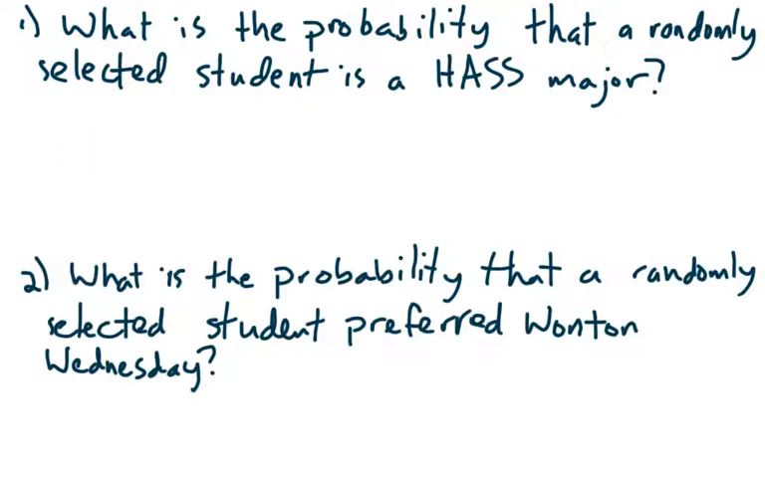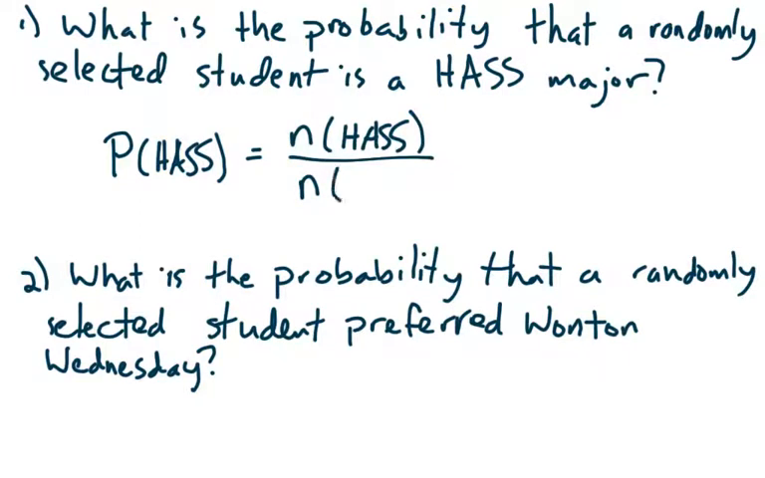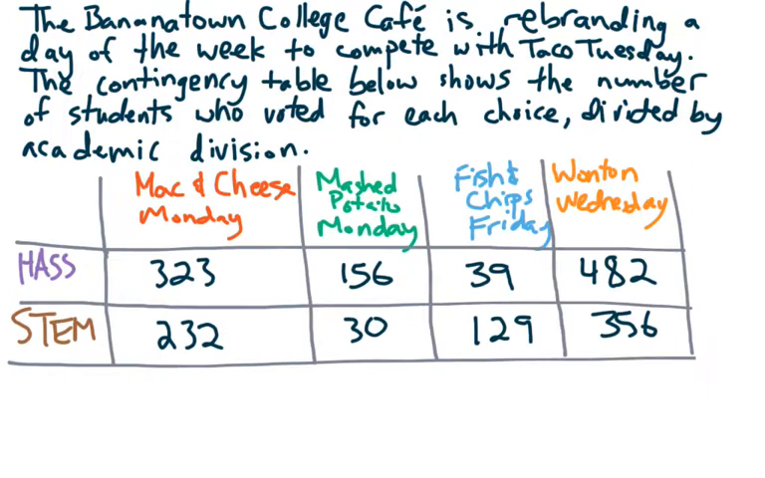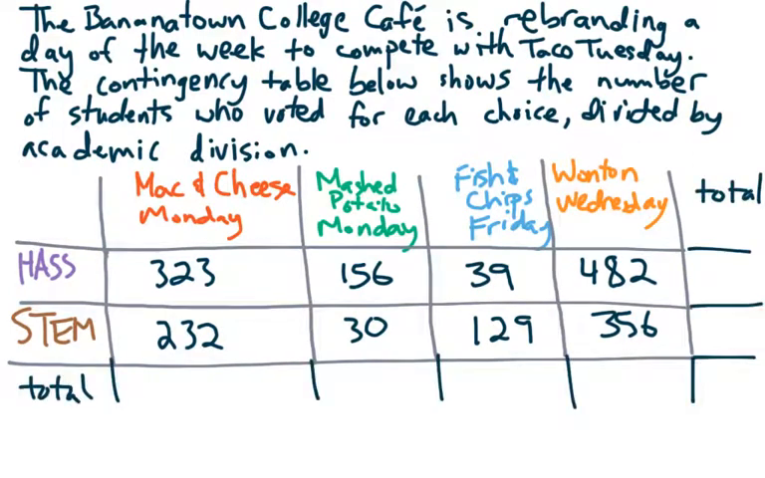The probability that a randomly selected student is a Haas major is going to be the number of humanities, arts, and social sciences majors divided by the total number of students. That would be the number of students in the sample space here. So let's find those totals. How many Haas majors do we have altogether? When you add up these people and these people and these people and these people, those are all the votes from all the Haas majors. And when you add them up, you should get 1,000.